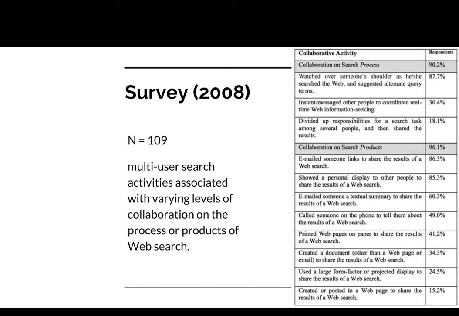They asked what kind of products they use to search: they email, they show a personal display, they email a summary, they call someone on the phone. They do all these things. There are all these behaviors. But look at the numbers. This is super common. Can't we do better? We should be able to do better. Why are we doing this super inefficient thing? Obviously, this one, created or posted to a web page, nobody does that, basically. Very small number of people.